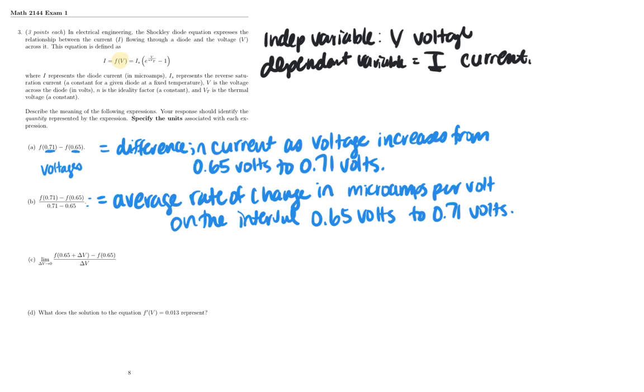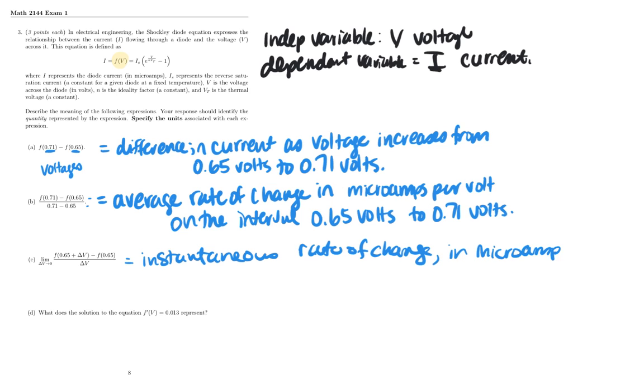Okay, and now this one is the instantaneous rate of change in microamps per volt at V equals 0.65 volts.